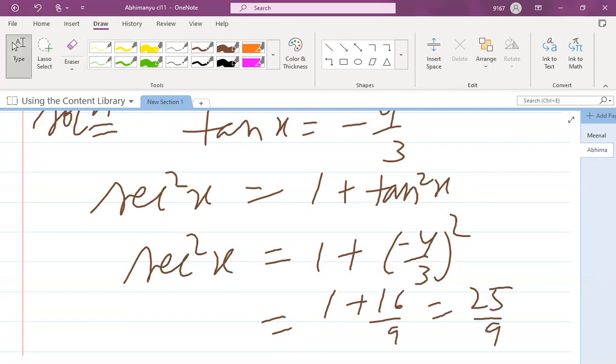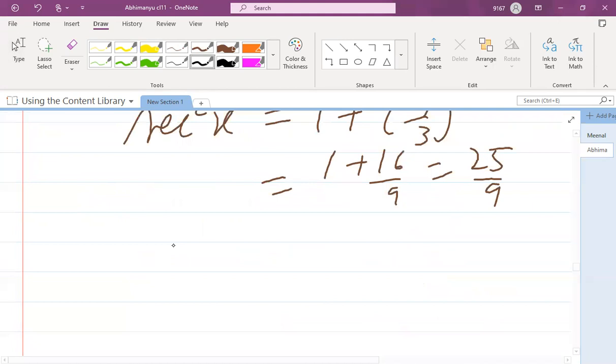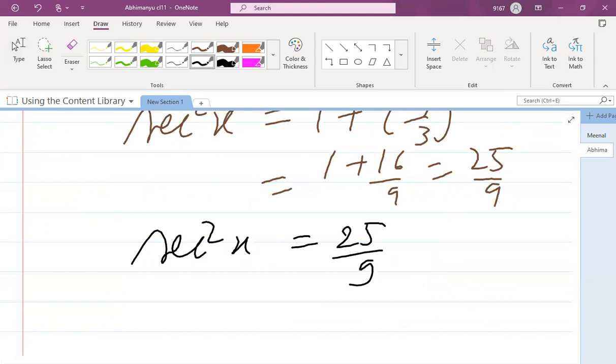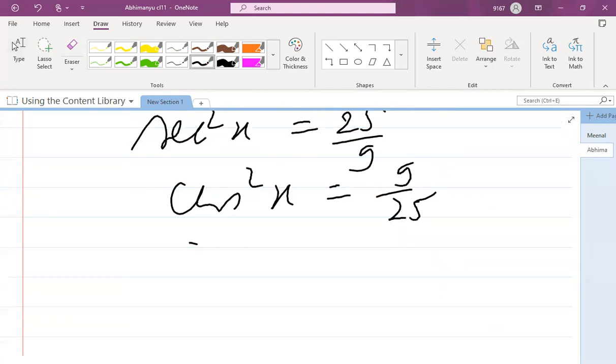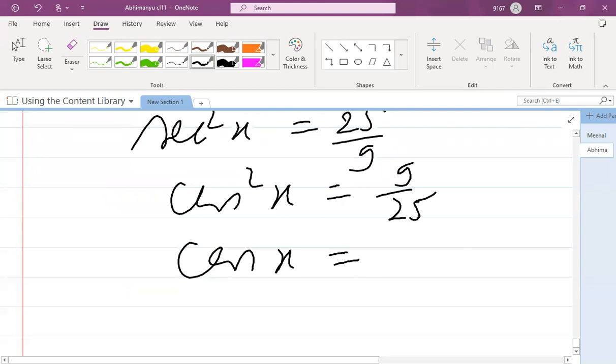And further, sec square x equals to 25 by 9. And cos square x equals to 9 by 25. Cos x. See, x lies in second quadrant, and we know that cos is negative in second quadrant. Add sugar to coffee. In second quadrant, only sine and cosec are positive, rest are negative.